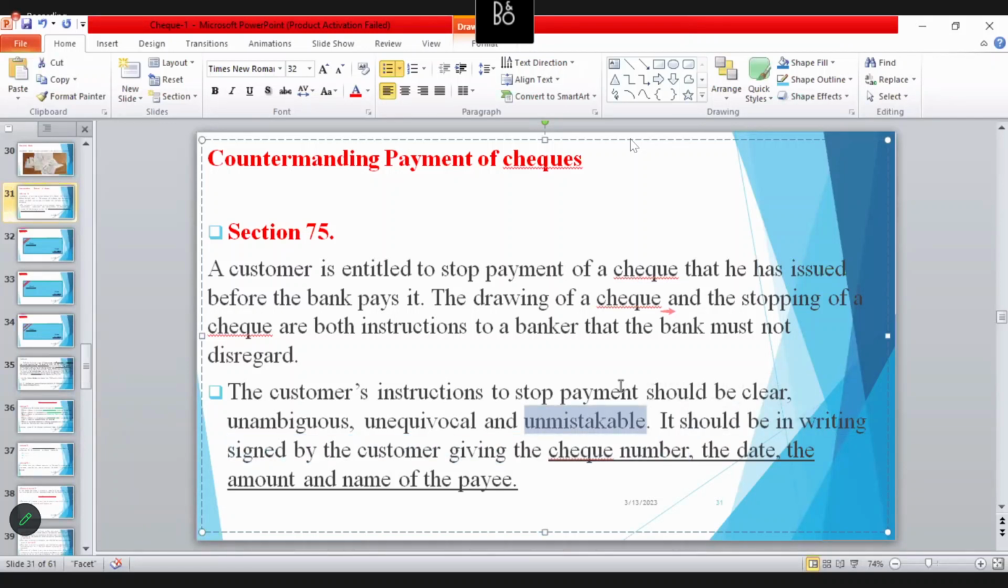The check number, the person's name, the person's IC number, everything has to be given to the bank, informing the bank that you should stop the payment. Then the bank should stop, because the bank should obey your instruction as the customer, right?